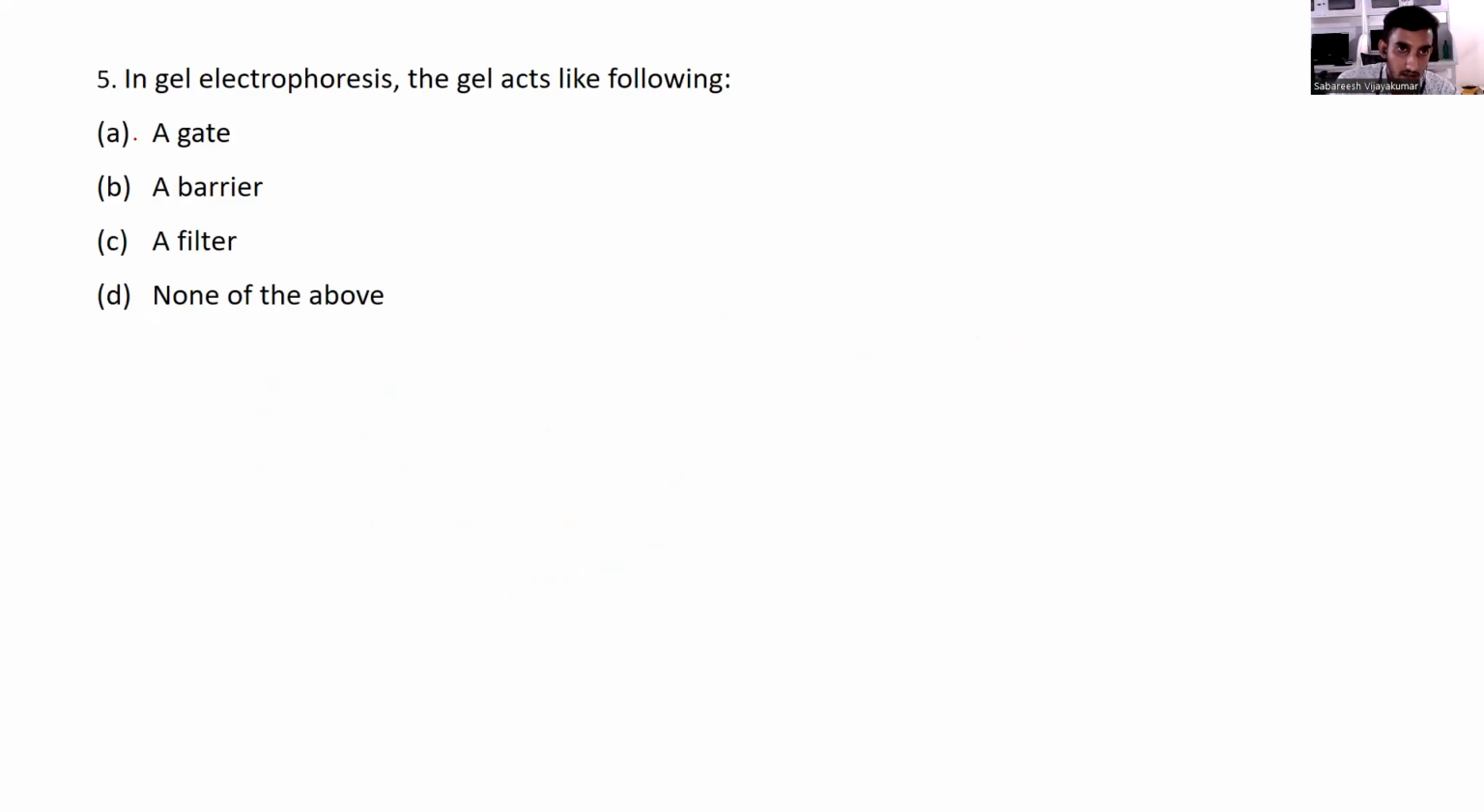Question 5, in gel electrophoresis, what does the gel act like? Is it a gate, a barrier, a filter, or none of the above? What is the answer for this? Is it a gate or is it a barrier? No, in gel electrophoresis, what it does is it is a filter. So it separates out the molecules. What does it do?